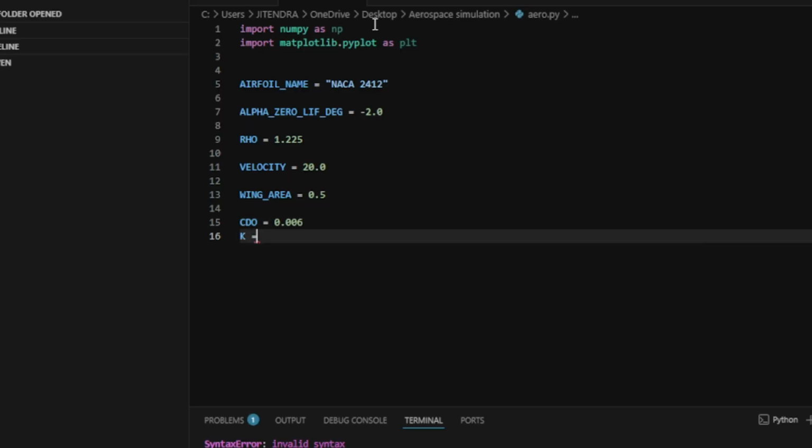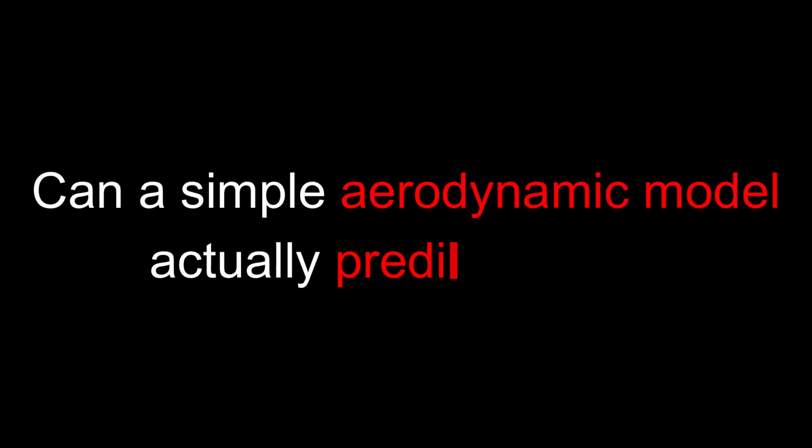And I didn't want to just make a calculator that spits out one number. I wanted it to actually show how an airfoil behaves as the angle of attack changes. And then I wanted to compare my prediction with an actual aerodynamic analysis tool. So I gave myself a simple target: NACA 2412, Python, and one question: can a simple aerodynamic model actually predict reality? Before writing any code, I needed to understand what I was actually modeling.